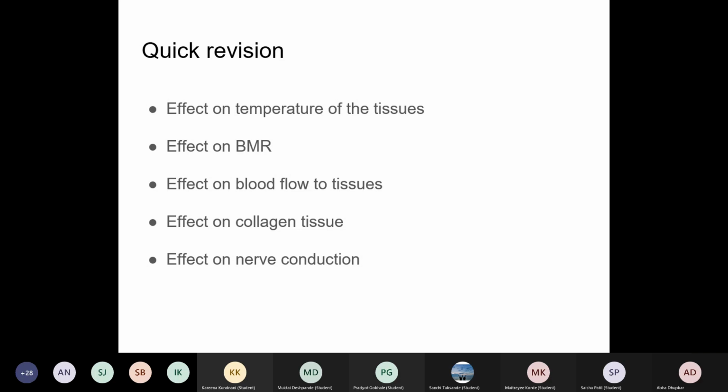Conduction, convection. Excellent. Conduction is through solid tissues or solid particles, and convection is through liquid or fluids. So what is the liquid that we have over here?